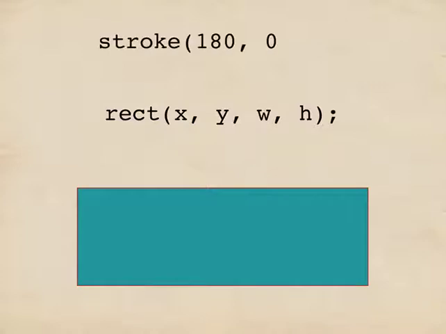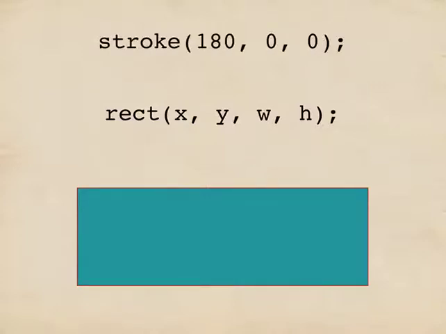Well, to draw the rectangle, we still have to call rect. But if we want it to look different, we have to set up the style first. In Processing, once something is drawn, it's done. So if we want to change the style, we set it up before the thing gets drawn. So I need to set the stroke and the fill colors. Let's start with the stroke. You set the stroke color by calling stroke.